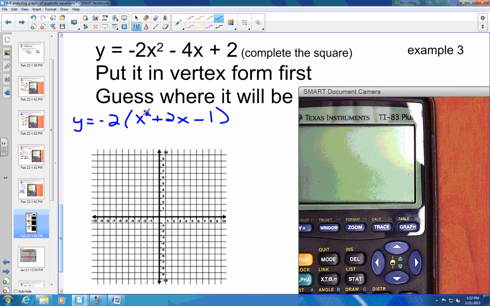Next we want to factor this thing. And half of 2 is 1, and 1 squared is 1. But it's a +1, and this is a -1. So we are going to need to play with this just a little bit further. So I'm going to have my y equals, I'm going to put my -2 out here, and it's going to be an x squared plus 2x, and then I'm going to move this -1 over here for just a little bit.